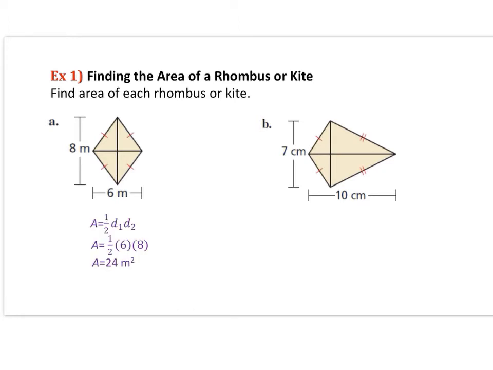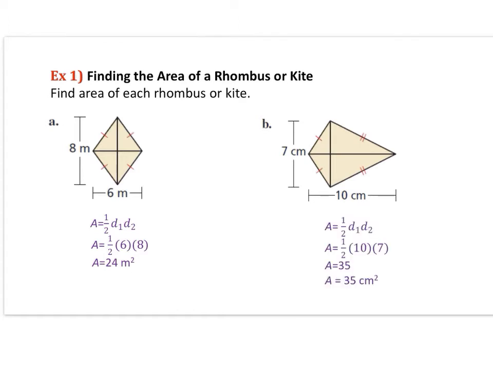Our first example, we have a rhombus. We know it's a rhombus because all 4 sides are marked congruent. So write your formula first step, always, always. Second step, substitution. So we substitute 6 and 8. Multiply all those numbers together, area is 24 square meters.